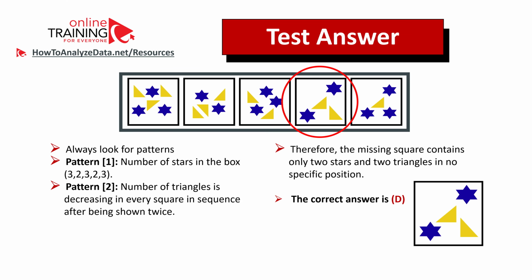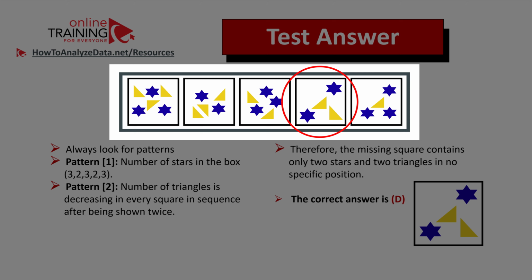There are 2 patterns present here, and both patterns involve the number of objects. The first pattern is the number of stars in the box. You see that the first box has 3 stars. Then it goes down to 2 stars, then 3 stars again, 2, so the next one is 3 again. So the missing object will definitely have 2 stars.